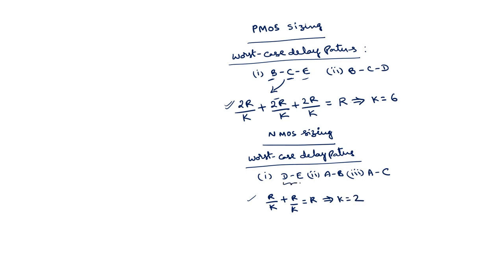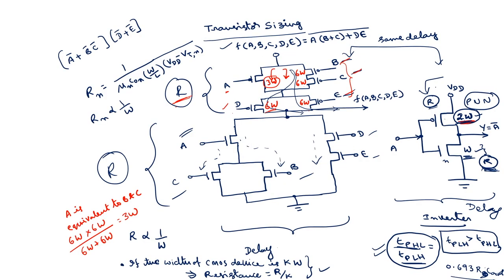That means whether this path or this path or this path, all are having only 2 transistors in series. So all the transistors should have a width of twice the W. So this should have 2W, 2W, 2W. This is how we can size the transistors to have equal delay when compared with the inverter, which is having both tPHL and tPLH equal. In a similar way, you can size the second problem also.